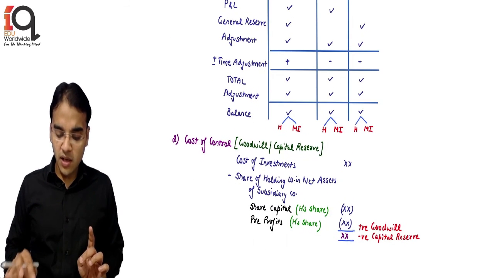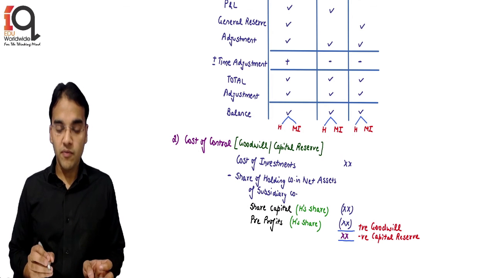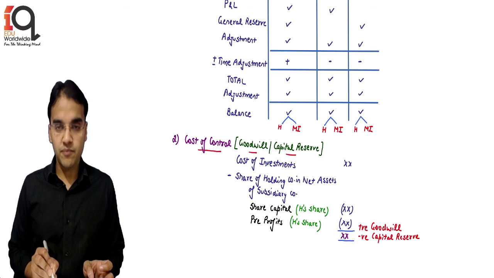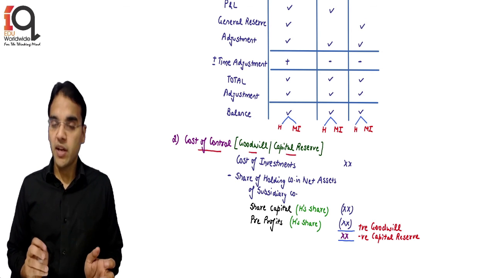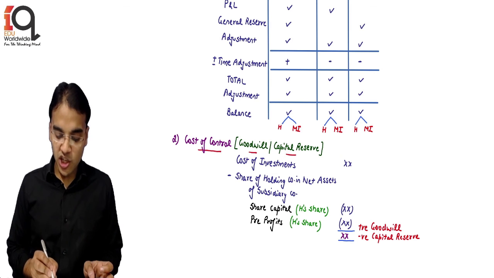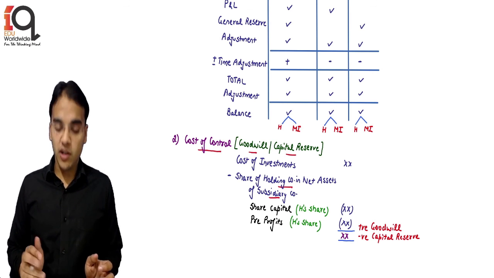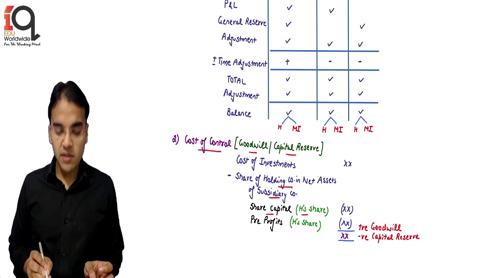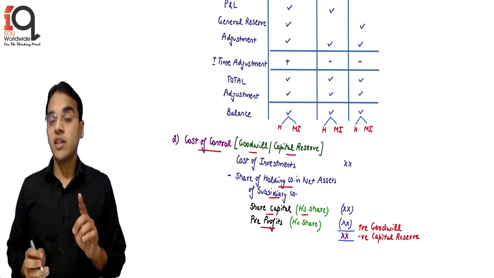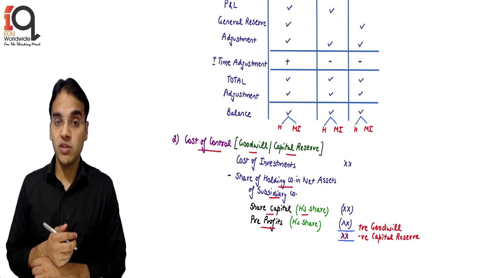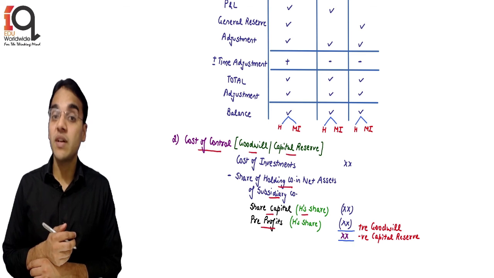The main thing is we know how to compute cost of control, which is either goodwill or capital reserve, which is cost of investments. 8,50,000 was the case, and share of holding company in the net assets of subsidiary, that is 80%. And 80% of what? Share capital we have to do 80%, and also of the pre-profits, and the pre-profits are basically your capital profit. That was 40,000 in our example, since the acquisition was on the first day, student.